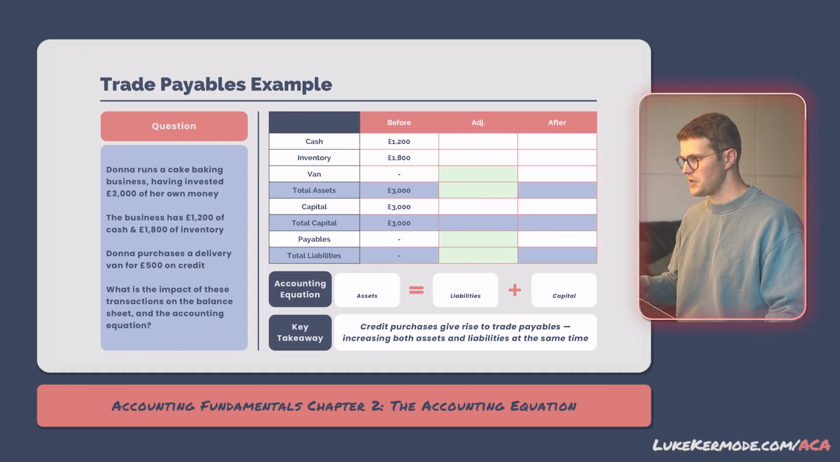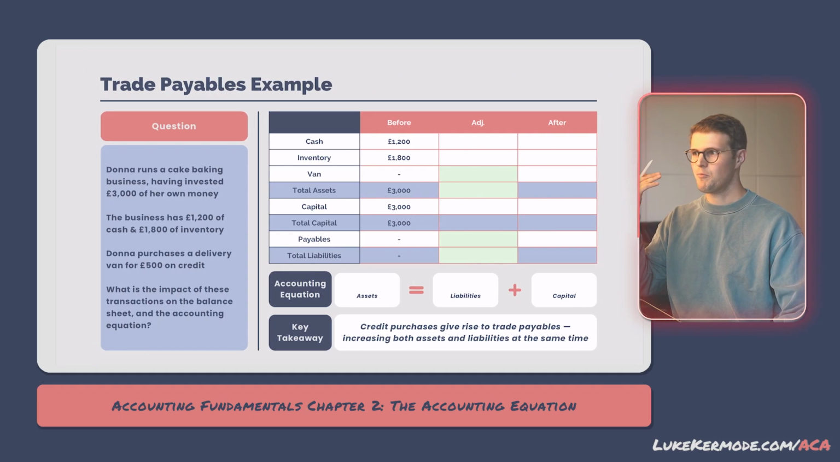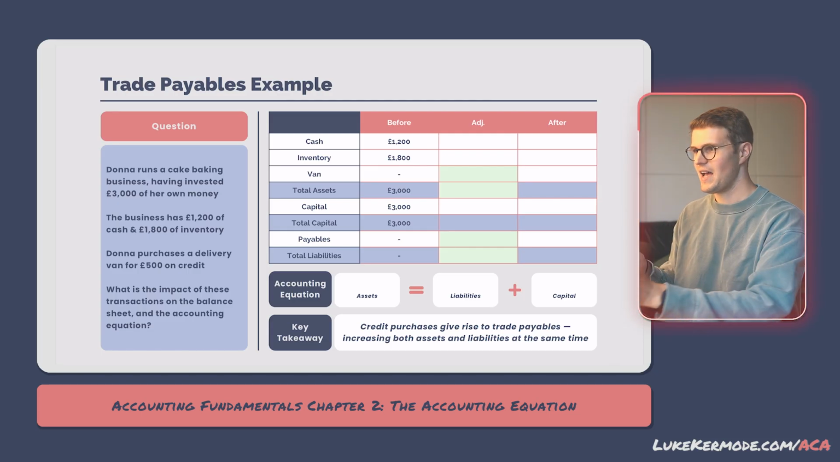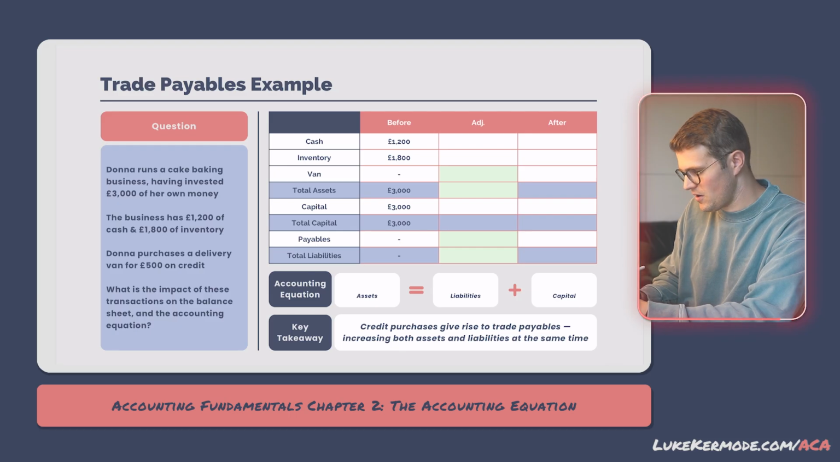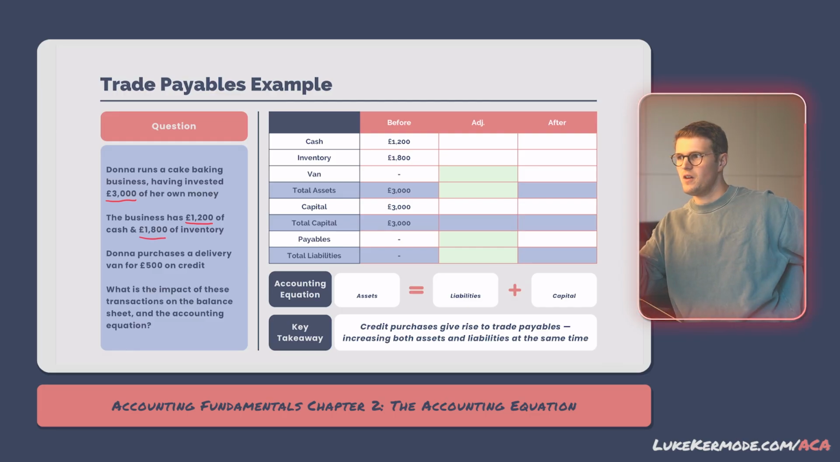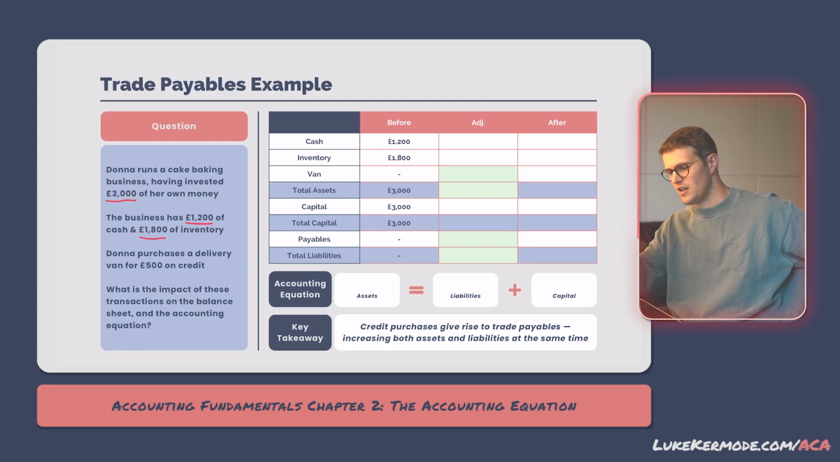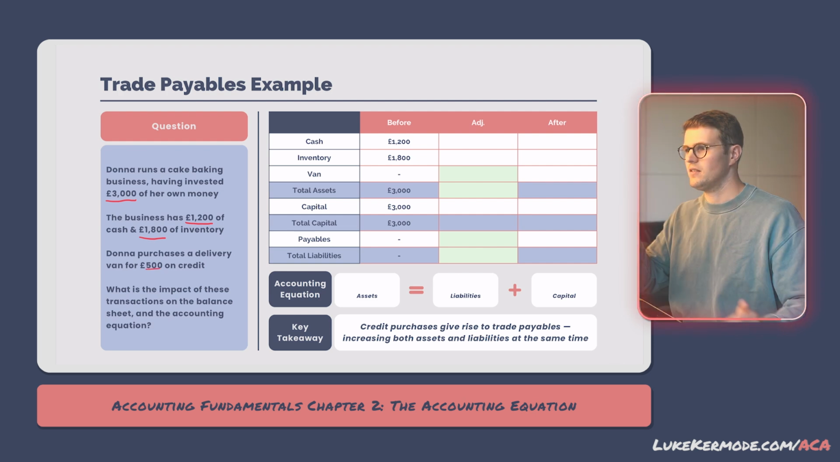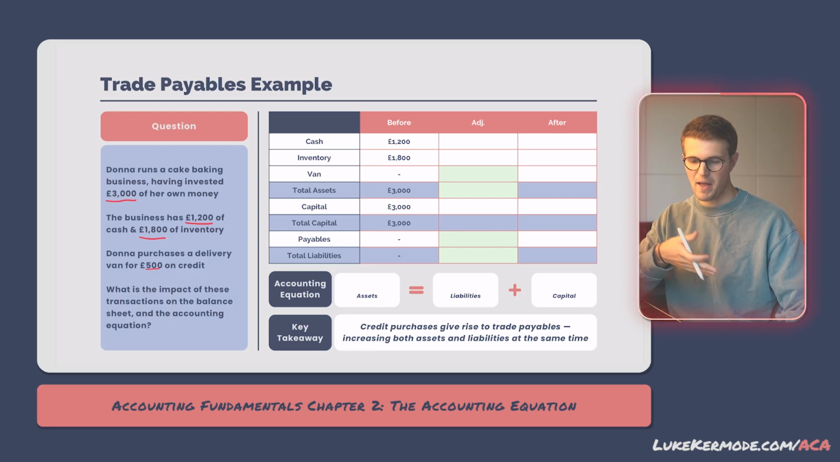Let's also look at how trade payables work in practice with an example from Donna's birthday cake business. Donna's business has £3,000 worth of capital, £1,200 worth of cash, and £1,500 worth of inventory, which is the cakes she plans to sell. Donna decides to purchase a £500 delivery van to help with customer deliveries, but instead of paying up front, she's decided to buy the van on credit with 30-day payment terms.